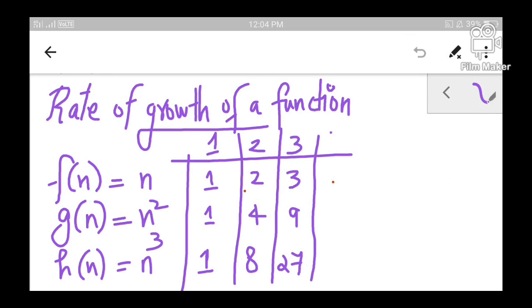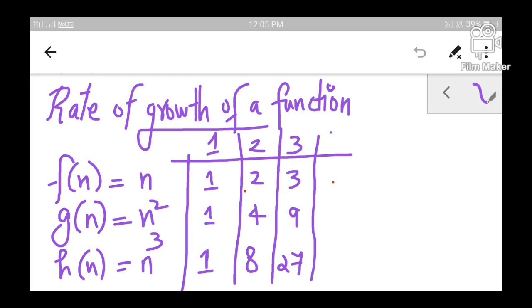What about n equal to 2? When we substitute the value of n as 2 in each of these equations, we get the value of f of n as 2, the value of g of n as 4 and the value of h of n as 8. It clearly shows that compared to f of n, g of n grows faster, whereas compared to g of n, h of n is again faster. When h of n and g of n are both compared with f of n, then f of n is slower than both g of n and h of n.